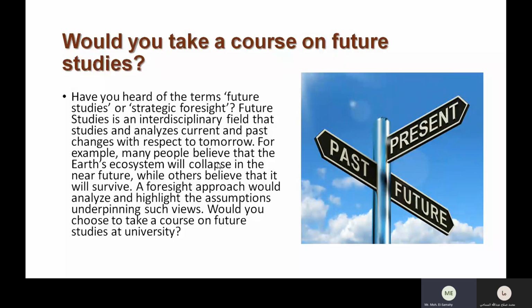Okay. For example, many people believe that the Earth's ecosystem will collapse in the near future. Many people believe that the Earth's ecosystem, which means the atmosphere, the environment around us, everything around us, will collapse in the near future, while others believe that it will survive. And this is, of course, according to studies that they have made. A foresight approach would analyze and highlight the assumptions underpinning such views. Okay?